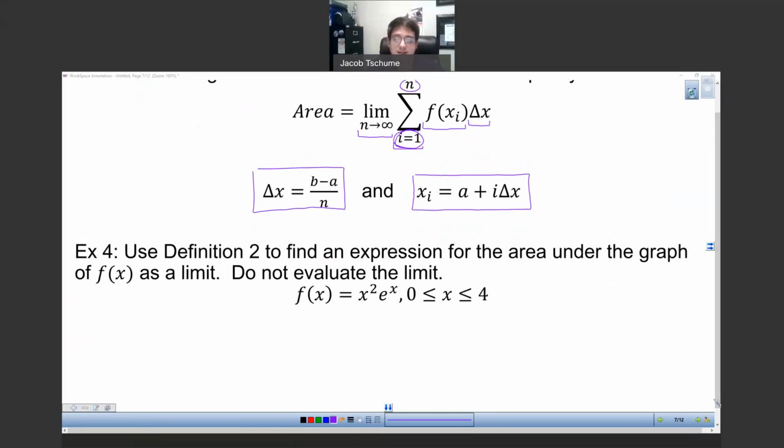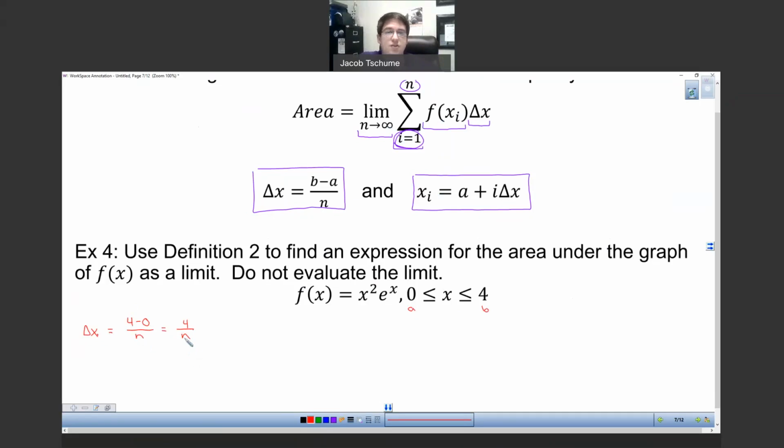So the function that I picked is f of x equals x squared times e to the x on the interval 0 to 4. Now, the big thing that you'll hear me harp a lot in these next two videos is that you can't do this area formula until you find these two purple boxes here. So you're going to have to first calculate delta x, where our a value is 0 and our b value is 4. So if we were to calculate our delta x, this would be 4 minus 0 over n. And that simplifies into 4 over n.